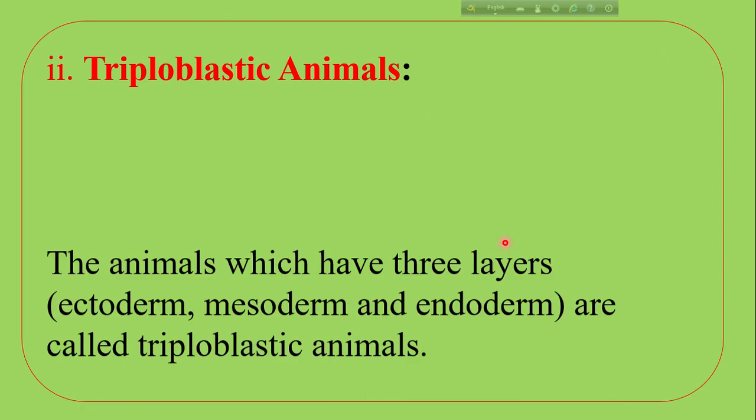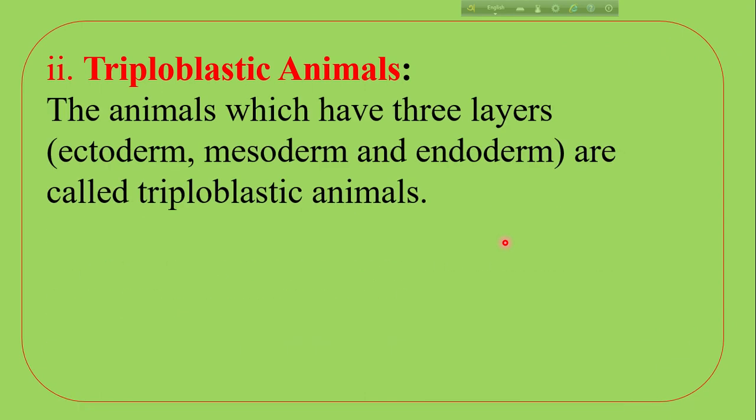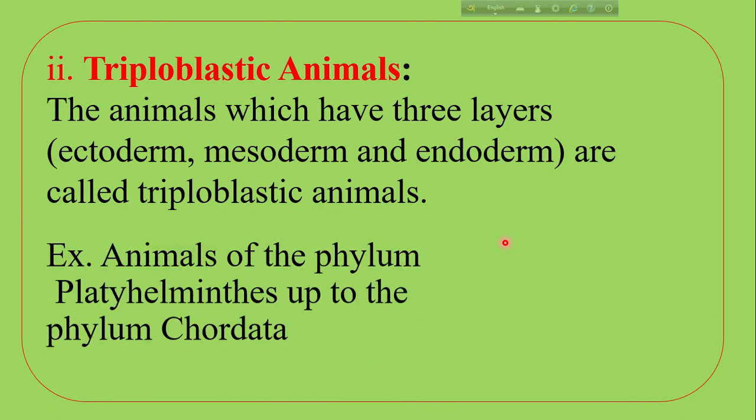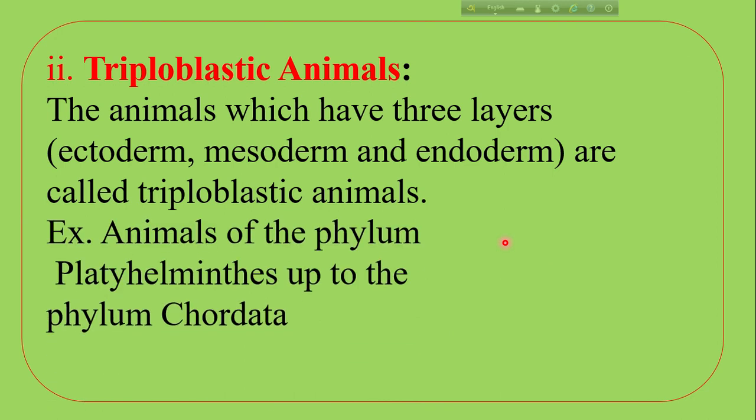Triploblastic animals: the animals which have three layers, ectoderm, mesoderm and endoderm, are called triploblastic animals. Example, animals of phylum Platyhelminthes up to the phylum Chordata. That means Platyhelminthes to Chordata. All the animals fall in triploblastic animals.